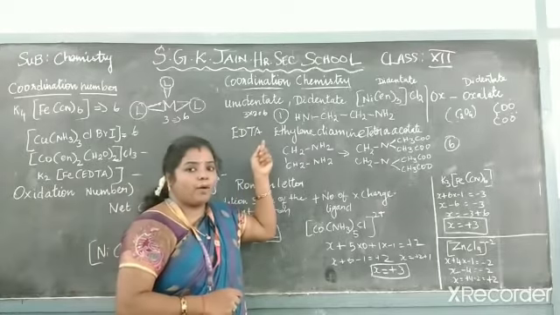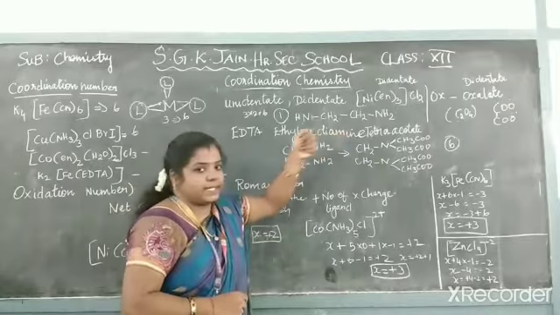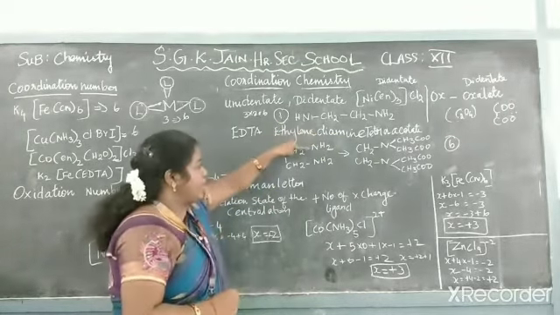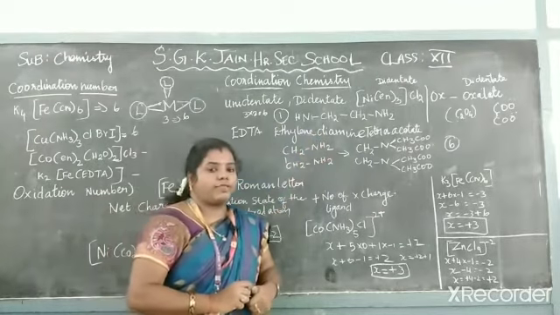EDTA. What is the full form of EDTA? Ethylene diamine tetraacetate. So the ethylene diamine formula you already know: CH2NH2, CH2NH2. Okay, tetraacetate. How can you derive the acetate?